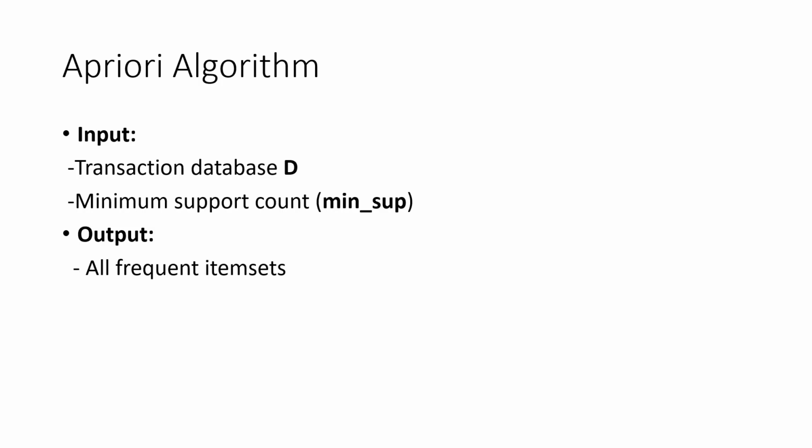Here the output is the items frequently bought together by the customers. So the input is the whole transaction database. It can be the database of a single day, 1 year, or long term, and minimum support is another important input. The output is all the frequent item sets.